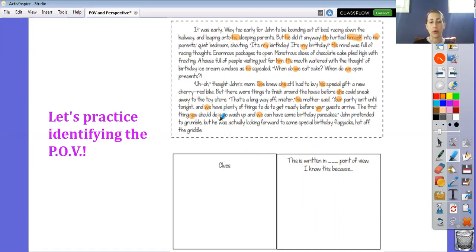John pretended to grumble, but he was actually looking forward to some special birthday flapjacks hot off the griddle.